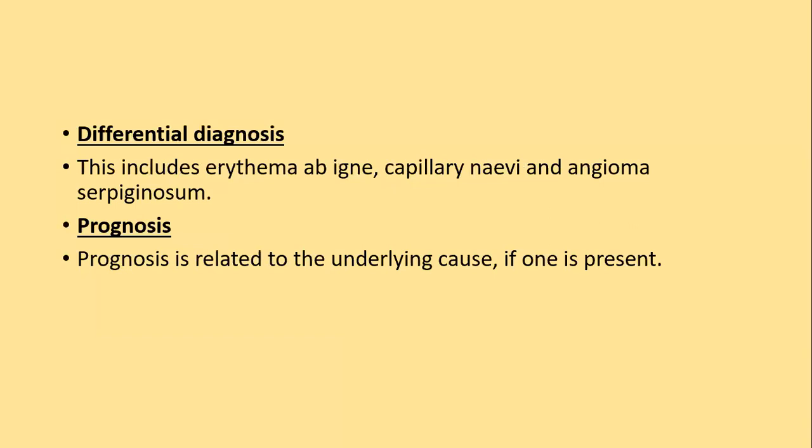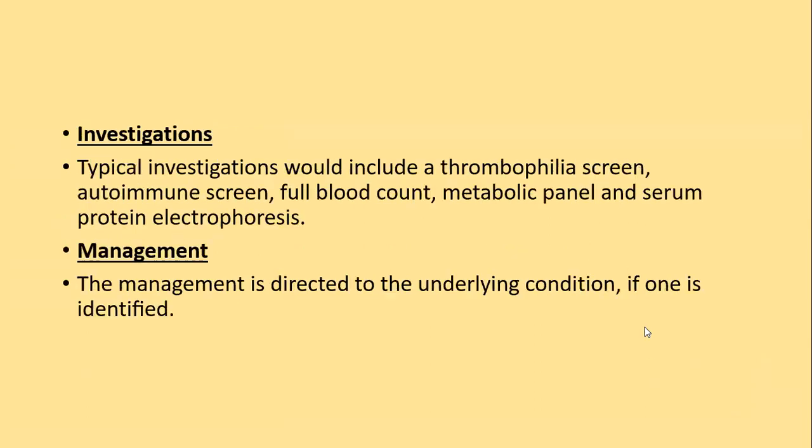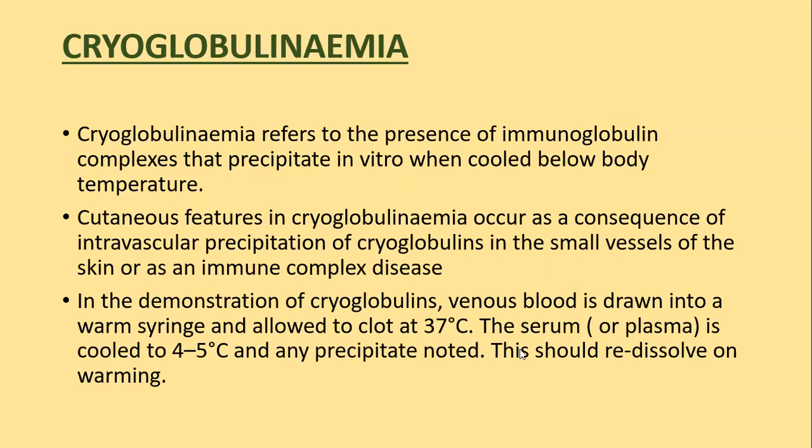Prognosis is related to the underlying cause, and if one is present, then it should be treated accordingly. Typical investigation would include a thrombophilia screening, autoimmune screening, full blood count, metabolic panel, and serum protein electrophoresis. Management is directed to the underlying condition when it is identified.